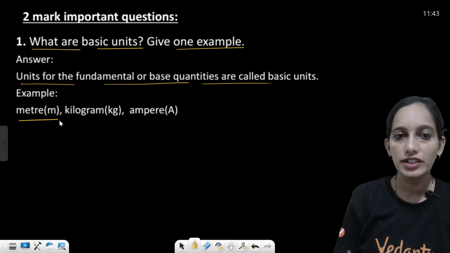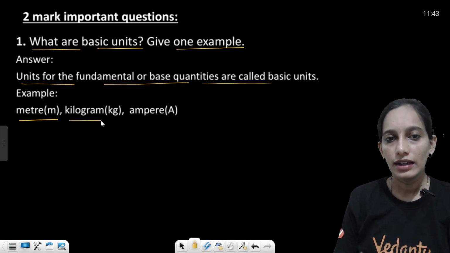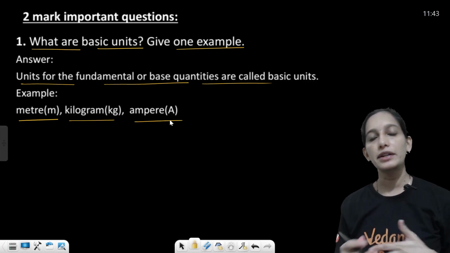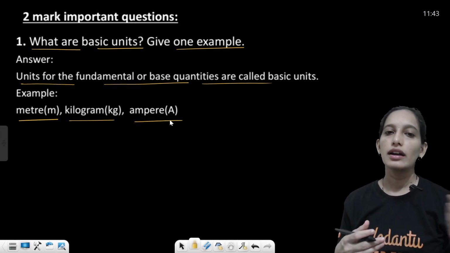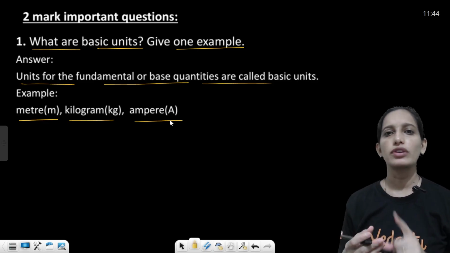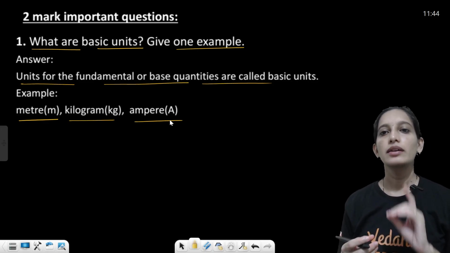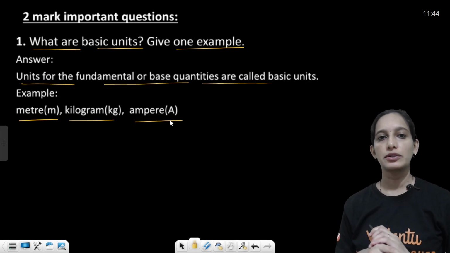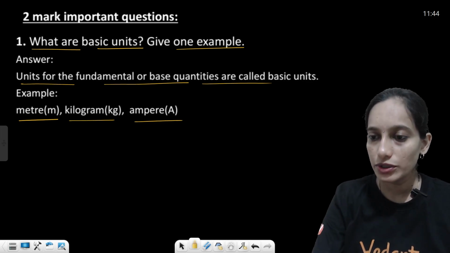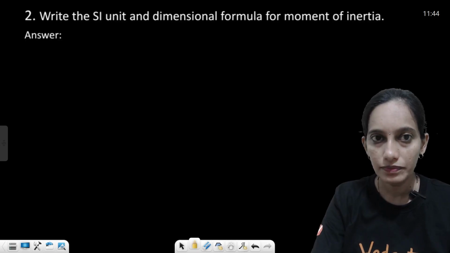Like meter, which is the unit for length, then we have kilogram, which is the unit for mass, and then we have ampere, which is the unit for current, and we can also consider temperature, which has the unit Kelvin, and so on. Any one example. But that should be a fundamental or base quantity, I mean base unit. Okay, so moving to the next question.